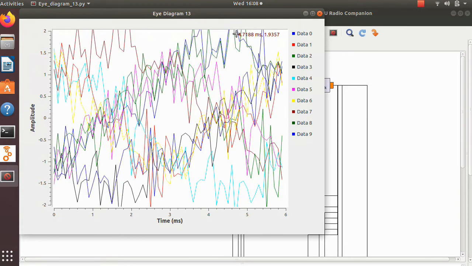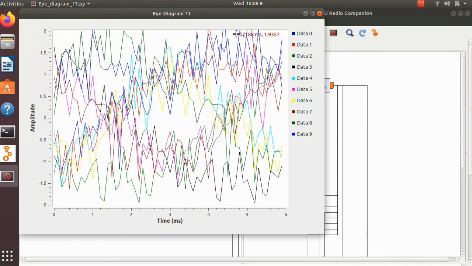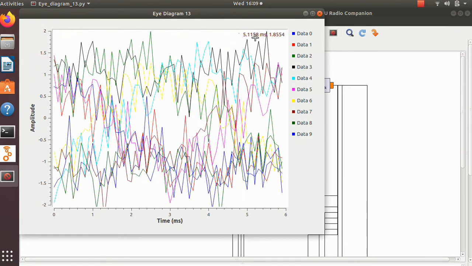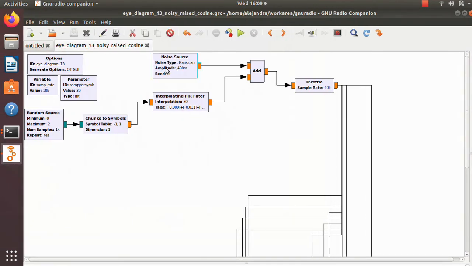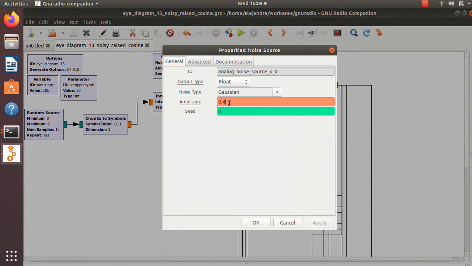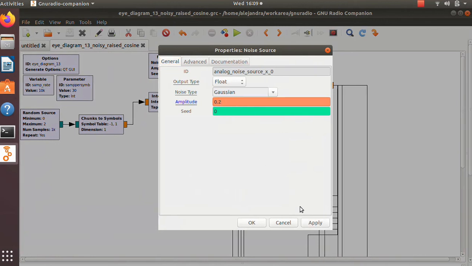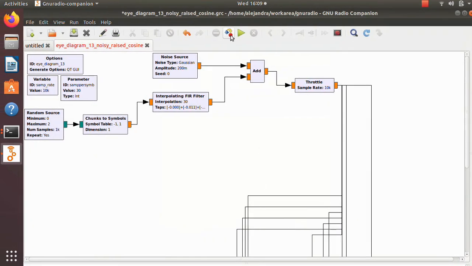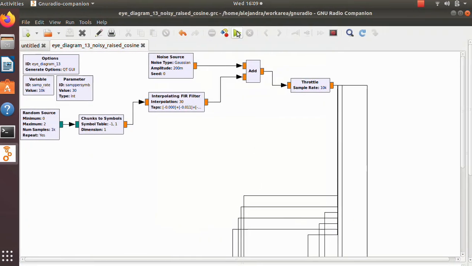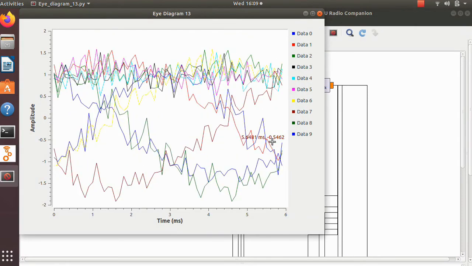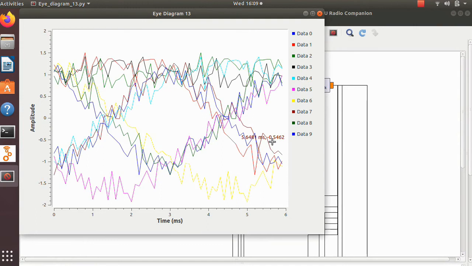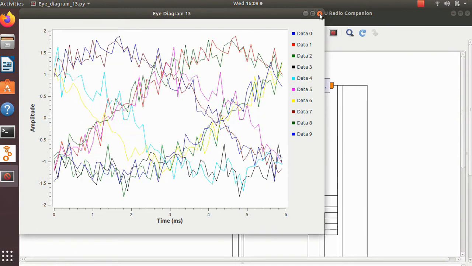As you can see, the noise makes it extremely difficult to even notice that this is an eye diagram in the first place. So what we're going to do is change the amplitude of the noise from 0.4 to 0.2. And now we are going to regenerate the Python code and run it again. As you can see, the noise is still distorting a great deal, but at least you can see now that this is an eye diagram.